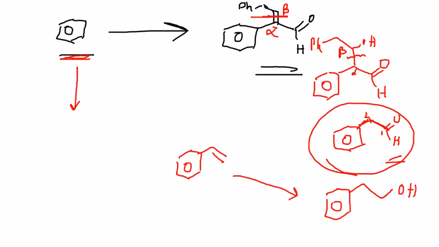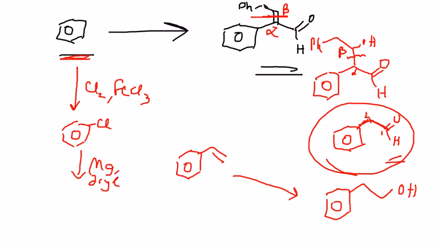So I have benzene. I'm going to treat that with chlorine, FeCl3. That's going to give you chlorobenzene. Chlorobenzene can be treated with magnesium, dry ether, 0 degrees Celsius, and it's going to give you MgCl. So that's my Grignard reagent, and let's say I treat that with the epoxide.